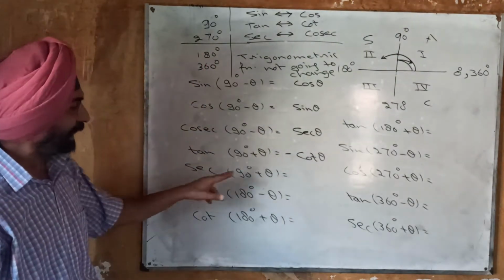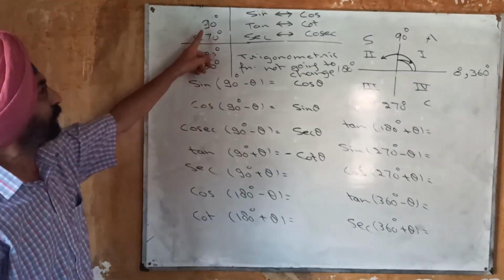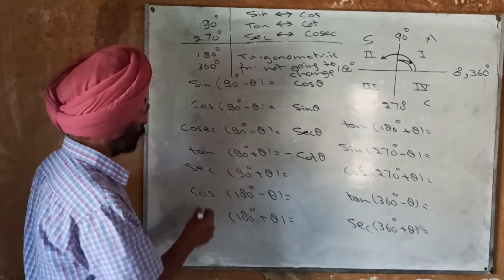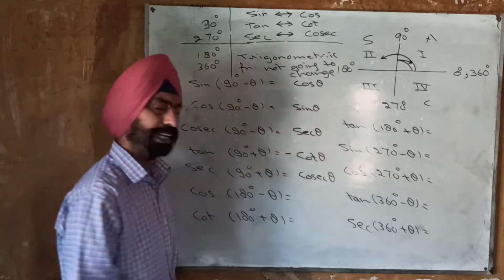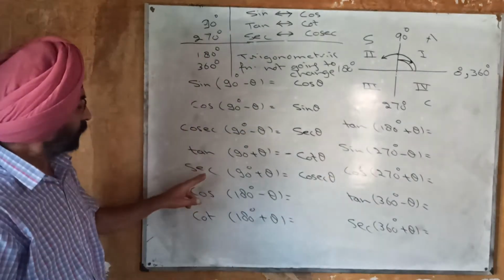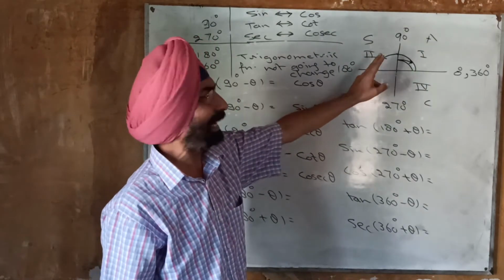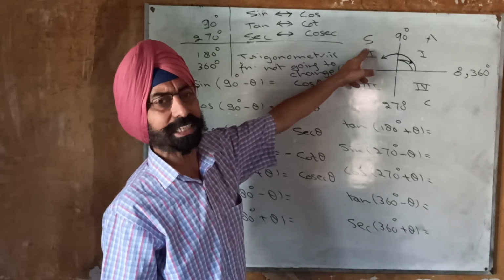Then secant 90 plus theta. Once again it is a case of 90. So in case of 90, secant is going to change into cosecant. So it will become cosecant theta first of all. And now sine, plus or minus. So it is 90 plus theta. 90 plus theta is in the second quadrant, and in the second quadrant sine and cosecant are positive, rest are negative.